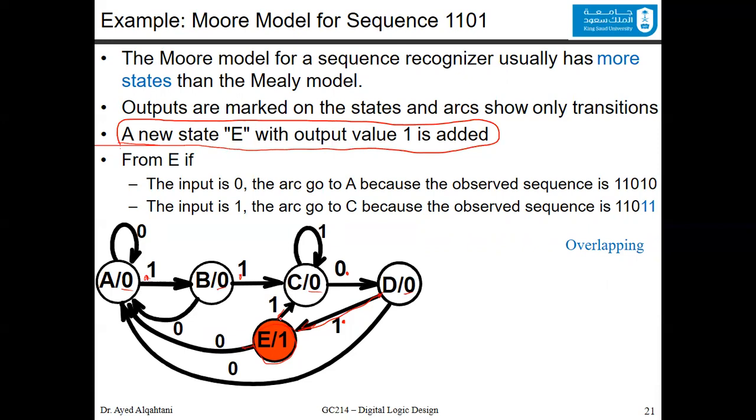Since we have 1 input, we need 2 arcs going out from E. Now, if the input is 0, then the arc goes to A, because the observed sequence is going to be this one, and 1 followed by 0 is not part of the sequence. It's not the beginning of the sequence. So you need to go to the beginning from A. If the input is 1, then the sequence is this one, and you can see that this is the beginning of the sequence. Actually, there will be 2 bits already of the sequence, and this is why we go back to C, which means that 2 ones already happened.